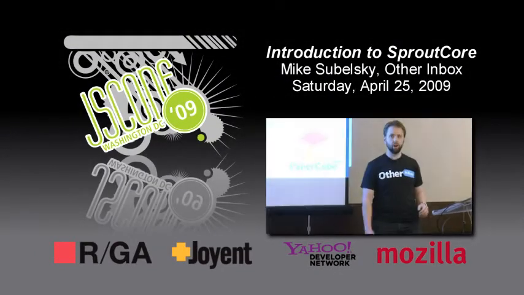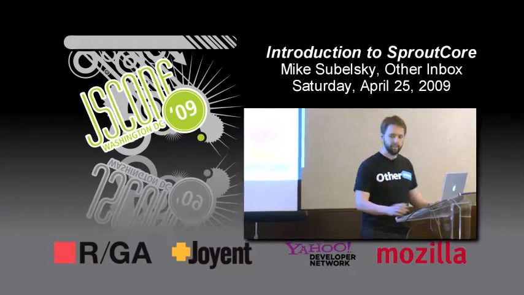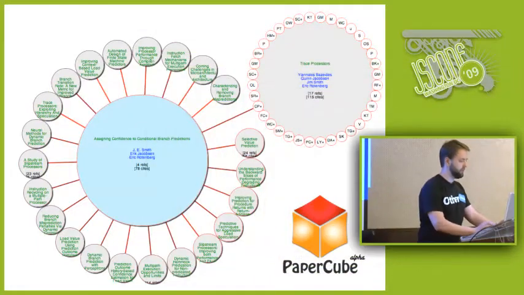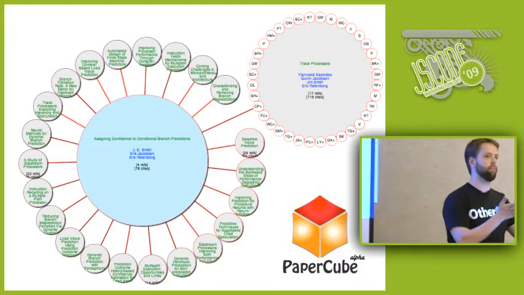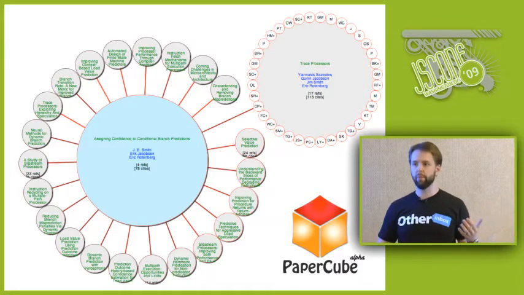Okay, I want to start with a demo right away. This is an app called Papercube by Peter Bergstrom, and here it is. This is an experimental tool to help you navigate and find the relationships between research papers.